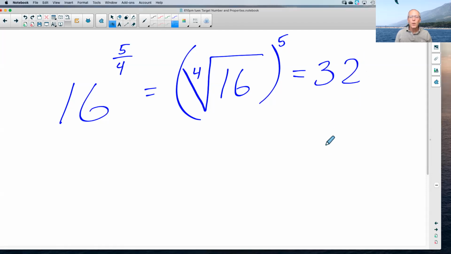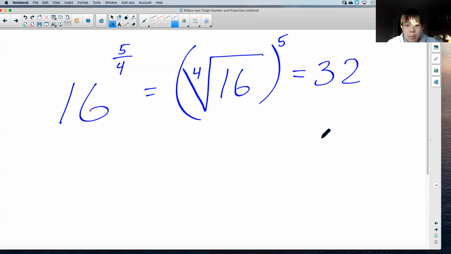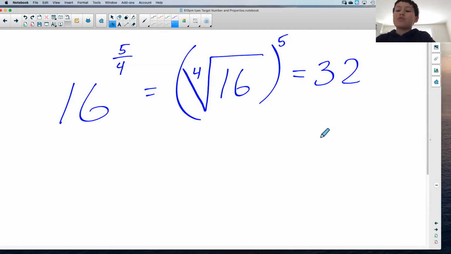Well, sometimes, say there was the 5th root of 16, but then the root outside was some number, and then you multiply. If you do that to the 16, you could do the 4th root of it.